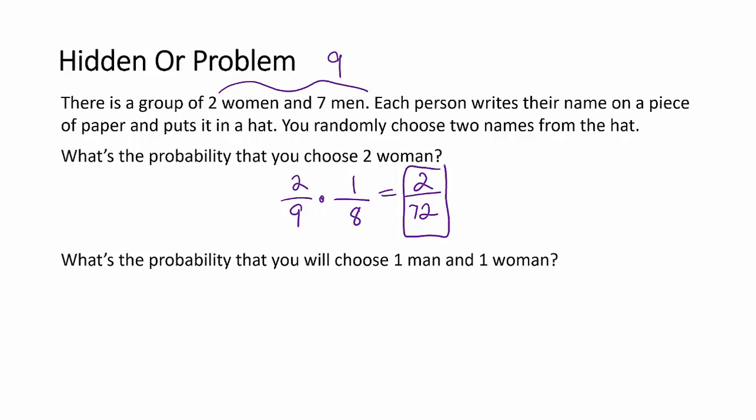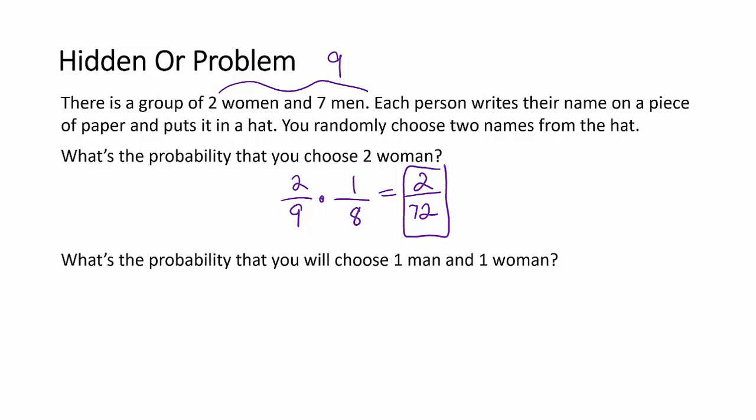The next question, this is going to be a little bit stranger. What's the probability that you will choose 1 man and 1 woman? Well, what's the difference here? Well, does it matter if I choose a man and then a woman, or a woman and a man? Well, I think that's the hidden or problem. I think we need to find both of those things. So that's what we're going to do.